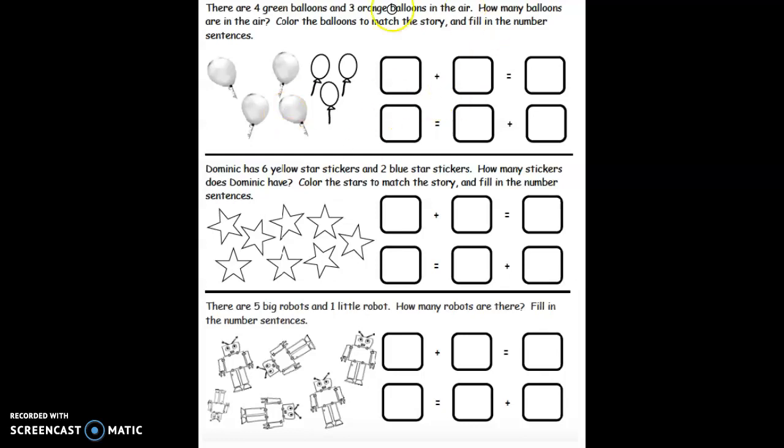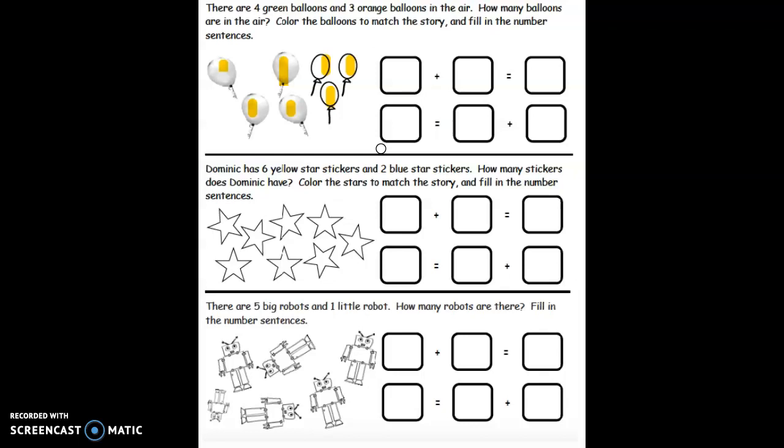Let's start at the top with the balloons. It says there are 4 green balloons. 1, 2, 3, 4. And 3 orange balloons. 1, 2, 3. In the air. How many balloons are in the air?